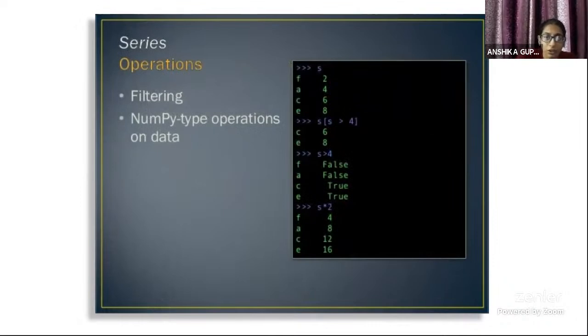While moving on to the operations of your series, there are two types of operations in your series: filtering, and NumPy type operations on your data. Now when you are going to filter all the list, all the problems of the particular arrays, the particular list of your arrays, first of all comes the filtering. If the condition you apply is that S is greater than 4, it will execute. That means the value of S is greater than 4 or not. If it's greater, it will execute, like C and E have a greater value, that is 6 or 8.